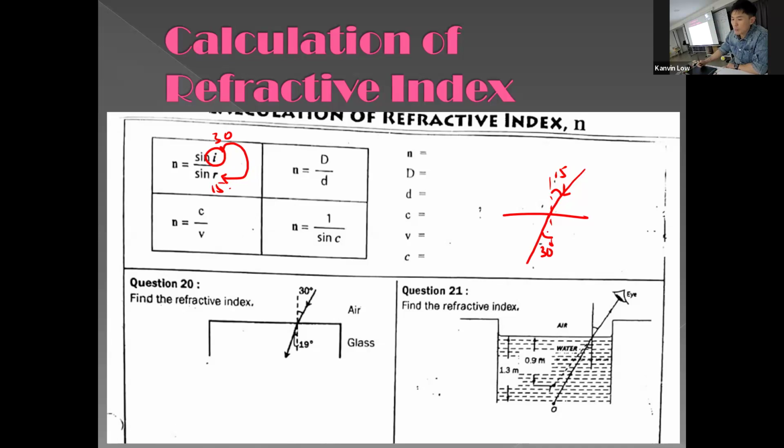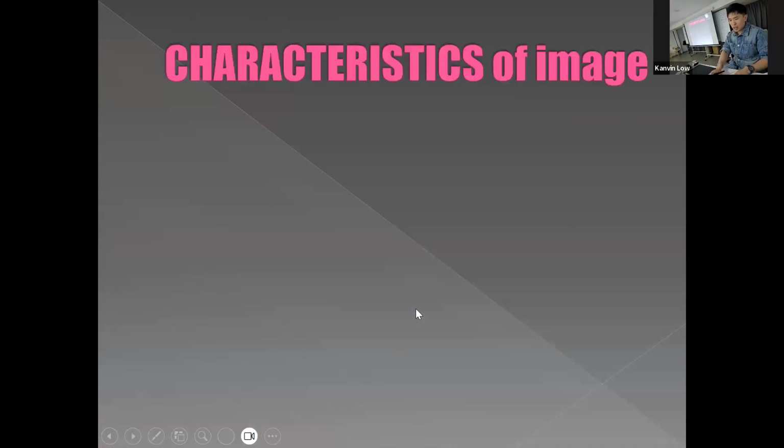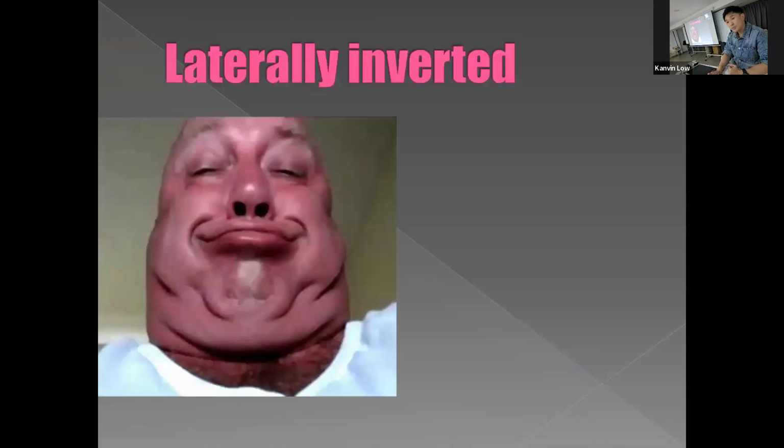A lot of students will think that the arrow pointing here is the i, but for this formula, the i must be bigger. Why? Because your n value must be 1 and above. It cannot be smaller than 1. So I think refraction will be something like that. After that, you have to remember the characteristics of the image, like inverted, upright. If the incident ray is smaller, the question is not wrong; you have to swap the angles.